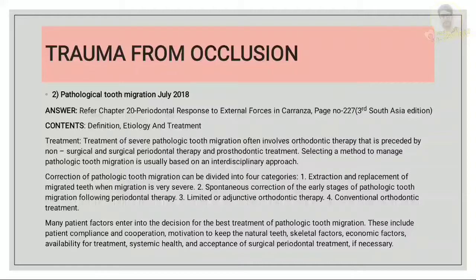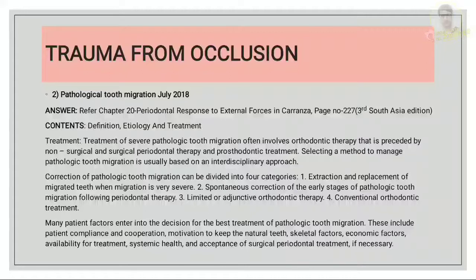Coming to the next question, that is pathological tooth migration. For this, you have to refer to chapter 20, the same chapter as trauma from occlusion, but towards the end section, they have discussed pathological tooth migration. You have to first define what pathologic tooth migration is, then the etiology of pathological tooth migration, and then the treatment part.